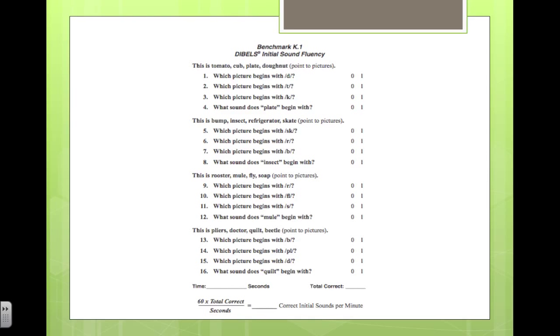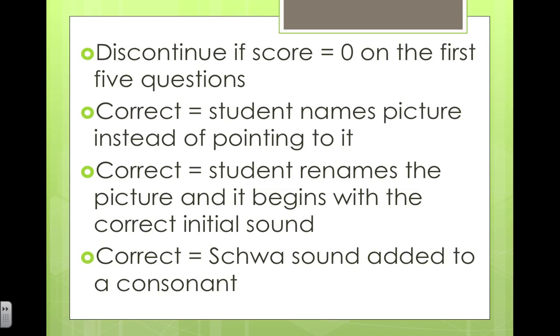Some basic rules to follow during the assessment. You will discontinue the test if after asking the first 5 questions, the student is unsuccessful in answering all of them. You will simply mark a 0 on the score sheet, and stop the assessment. If the student is correct on any of those 5, you will continue to the end of the assessment.